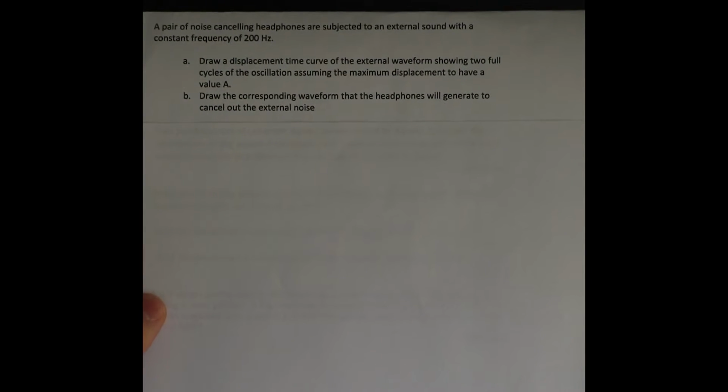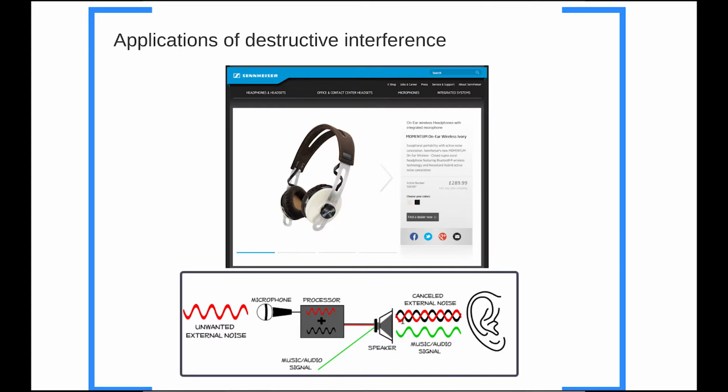Okay, so question 2. This is a question about noise cancelling headphones. It says that a pair of noise cancelling headphones are subjected to an external sound with a constant frequency of 200 Hz. Just as a reminder of how noise cancelling headphones work, if we look back at our lecture notes, you can see that they work by having an external microphone mounted on the outside of the headphones that records the ambient sound around the listener to the music.